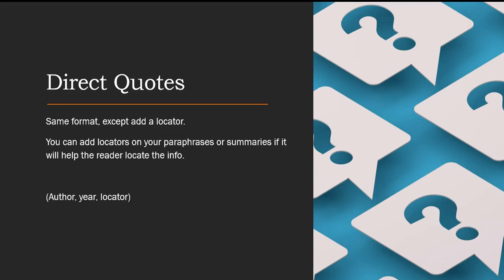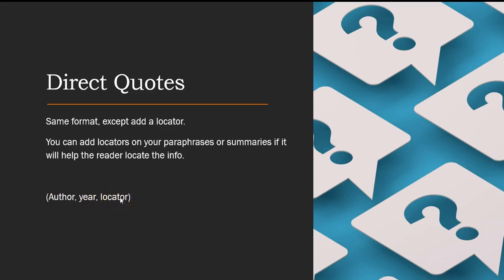Now on to direct quotes. These, like I said at the beginning, slightly differ in that there's a need to show accurately where you got the information. This is called the locator. As you can see, here's the parenthetical citation format on the last line: author, year, and the locator.